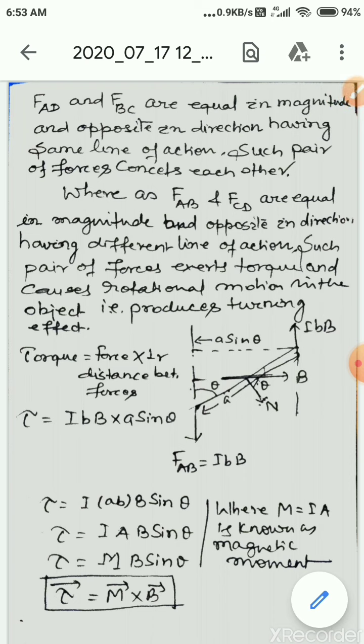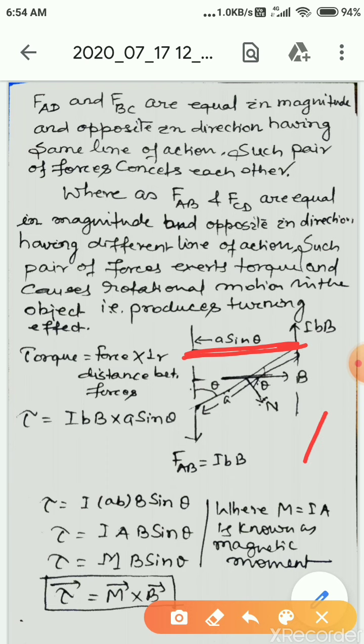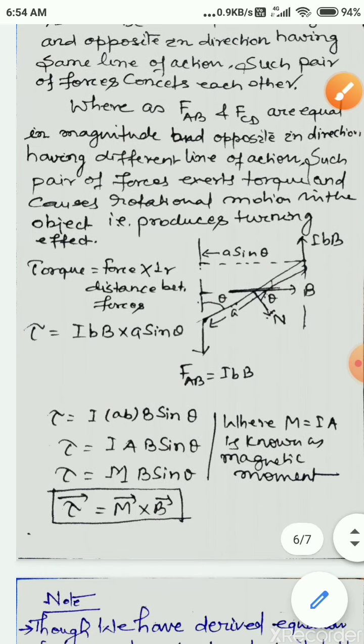So this side will be a sin theta, which is the perpendicular distance between the lines of action of the two forces. So the force is I b B, into the perpendicular distance between them, a sin theta. So here we get I into small a into small b, which gives you the area of the rectangular coil. So this will be I A B sin theta, and the product of I into A is known as the magnetic moment. So it is M B sin theta. In terms of vector notation, we can write it as M cross B.